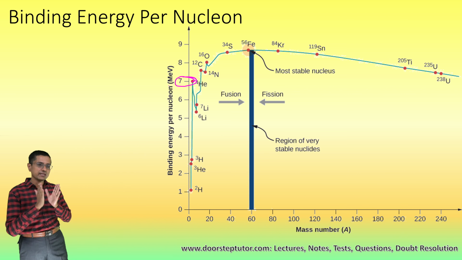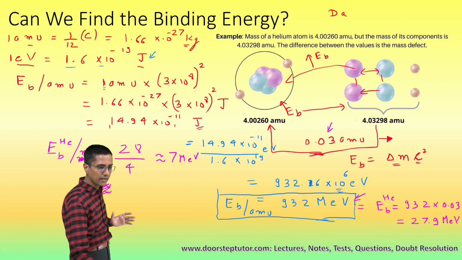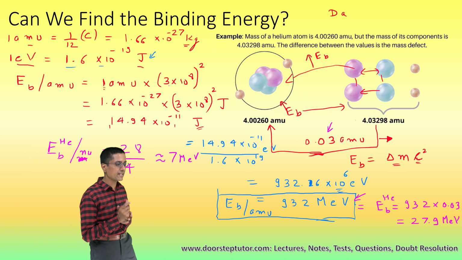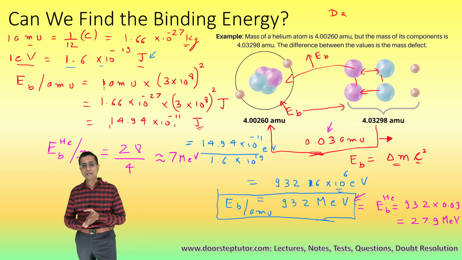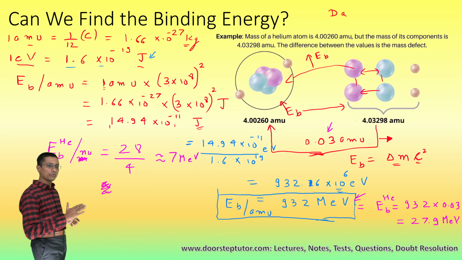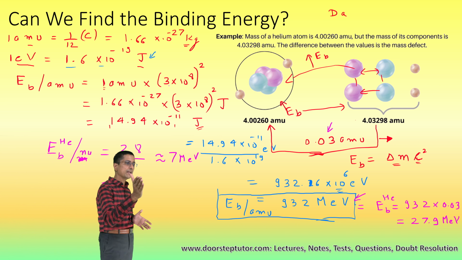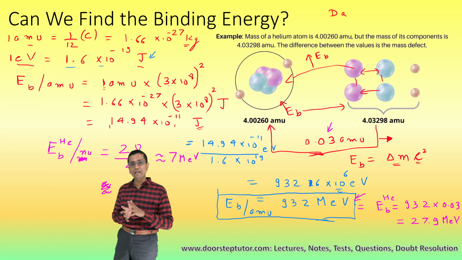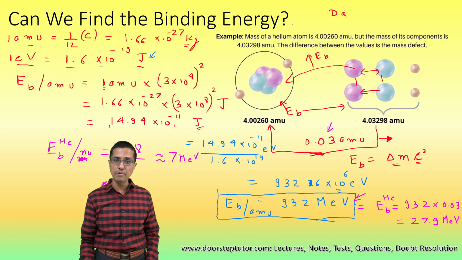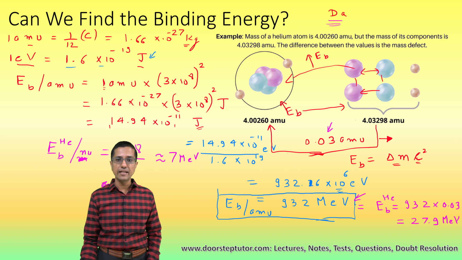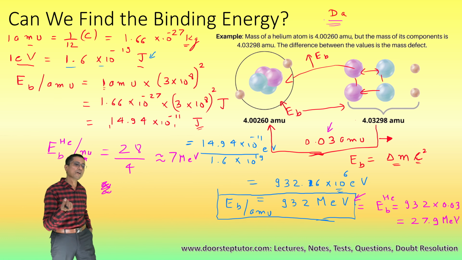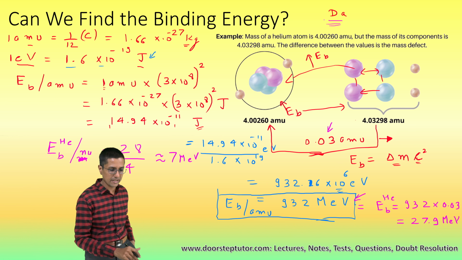This number of 932 mega electron volt binding energy per AMU is very, very important. You should remember it. Again, the electron volt and joule relation is important. 1 AMU is equal to 1.66 into 10 raised to minus 27 kg. That is also very, very important. Another thing to remember is that sometimes mass is not given in terms of AMU, but it is given in terms of Dalton or Da. Those two are equivalent. Okay, thank you very much.